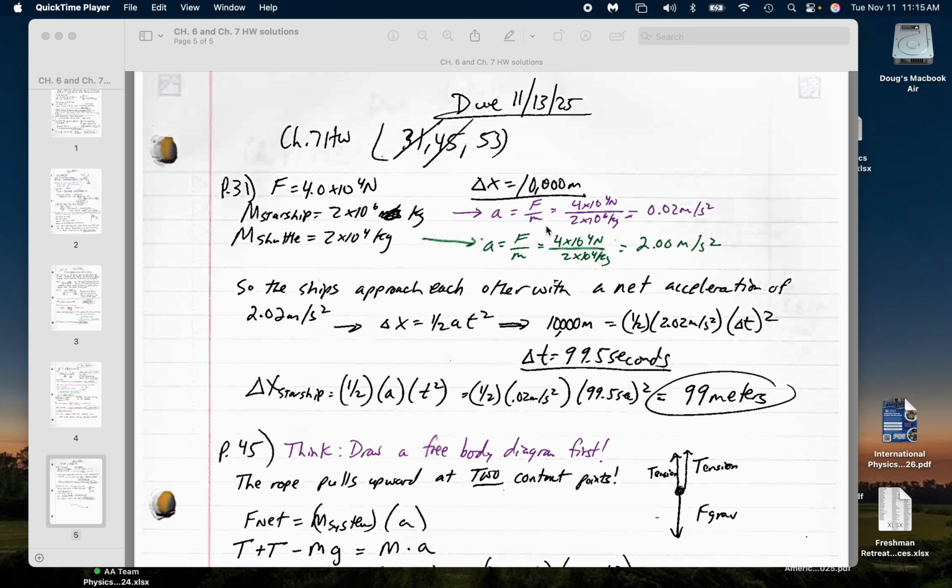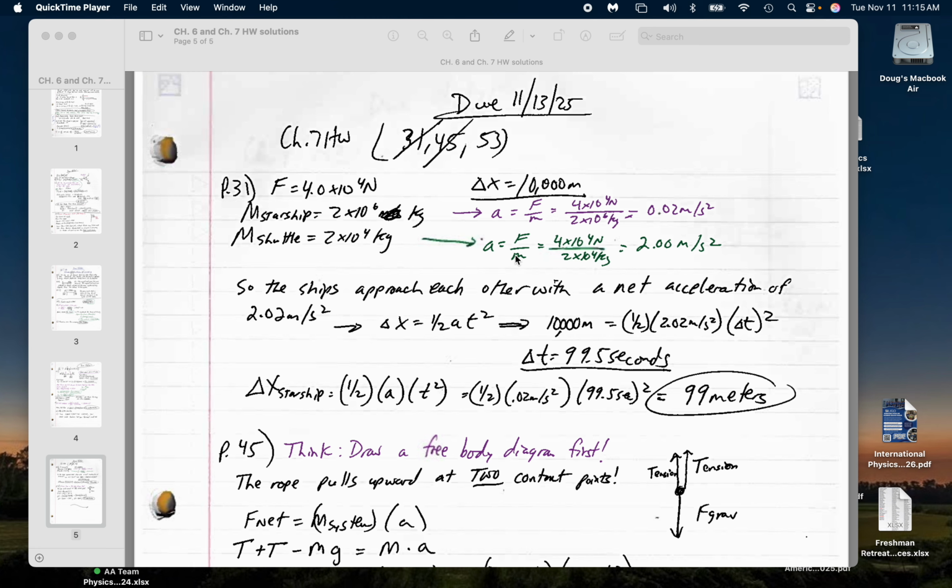Your goal is essentially to figure out how far the starship moves. Well, you could do that by saying, oh, it's 0.02 meters per second squared, and then you need to figure out how much time that's accelerating for. Well, if they're going 10,000 meters in the relative motion, they're approaching each other with a total of 2.02 meters per second squared of acceleration, because the shuttlecraft is accelerating at this rate, the starship's accelerating at this rate, then I can use this formula to figure out the time.